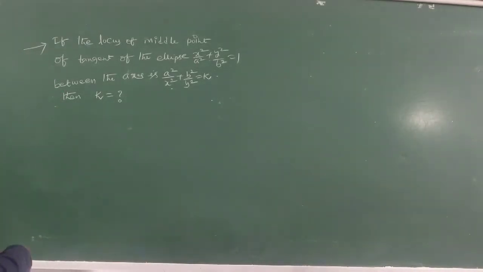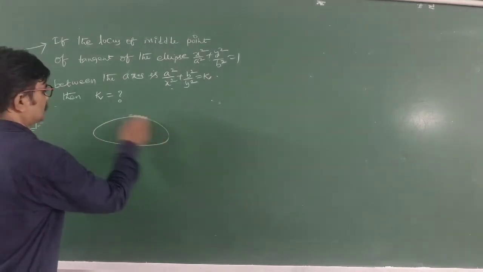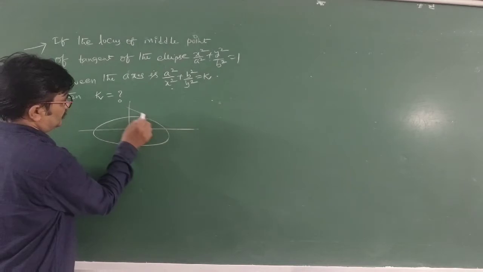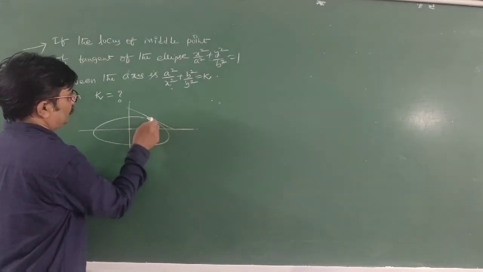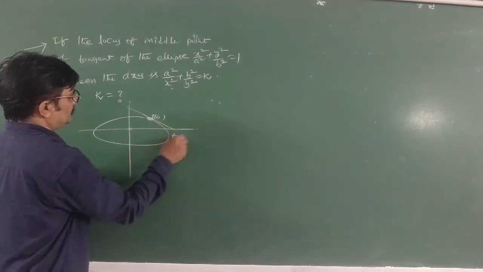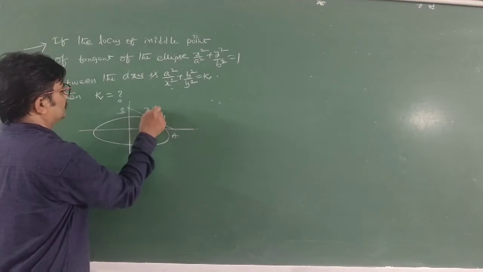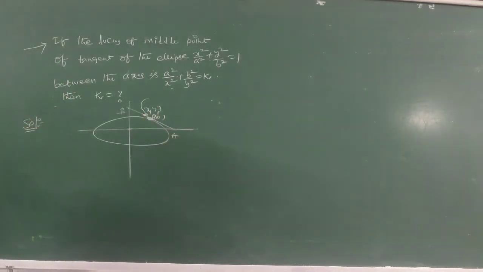My dear students, the locus of the middle point of the tangent between the axes, we have to find. This is P theta, this is A, this is B. For the locus of the midpoint we are taking some point (x, y) or (x1, y1).